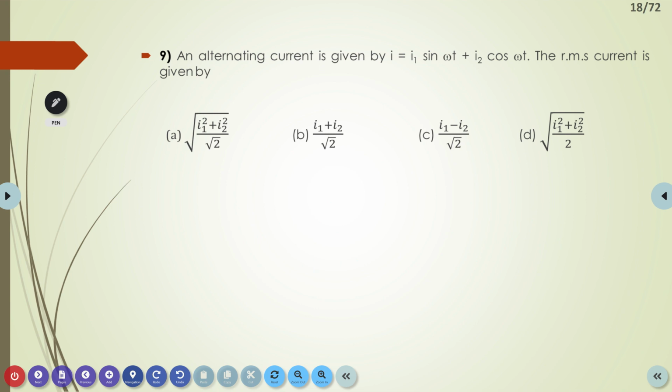Okay. This question is a direct question: here IRMS you have to calculate. One formula is that IRMS equals, coefficient of this is I1 square, coefficient of this cos component is I2 square. The two terms are I1 square plus I2 square divided by 2. So direct formula. So this is the right choice. Next.